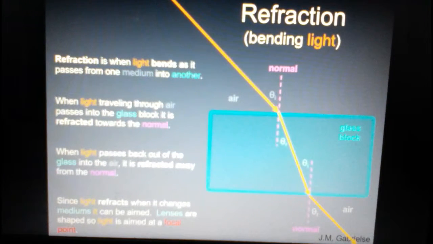Since light refracts when it changes mediums, it can be aimed. Lenses are shaped so light is aimed at a focal point.